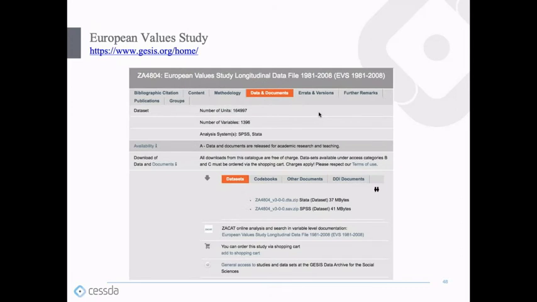Similarly, the European Value Study covers a large number of years, but is geographically limited mostly to the European countries. The data can be downloaded from the GESIS catalog. Again, data is for free, however, registration is needed.